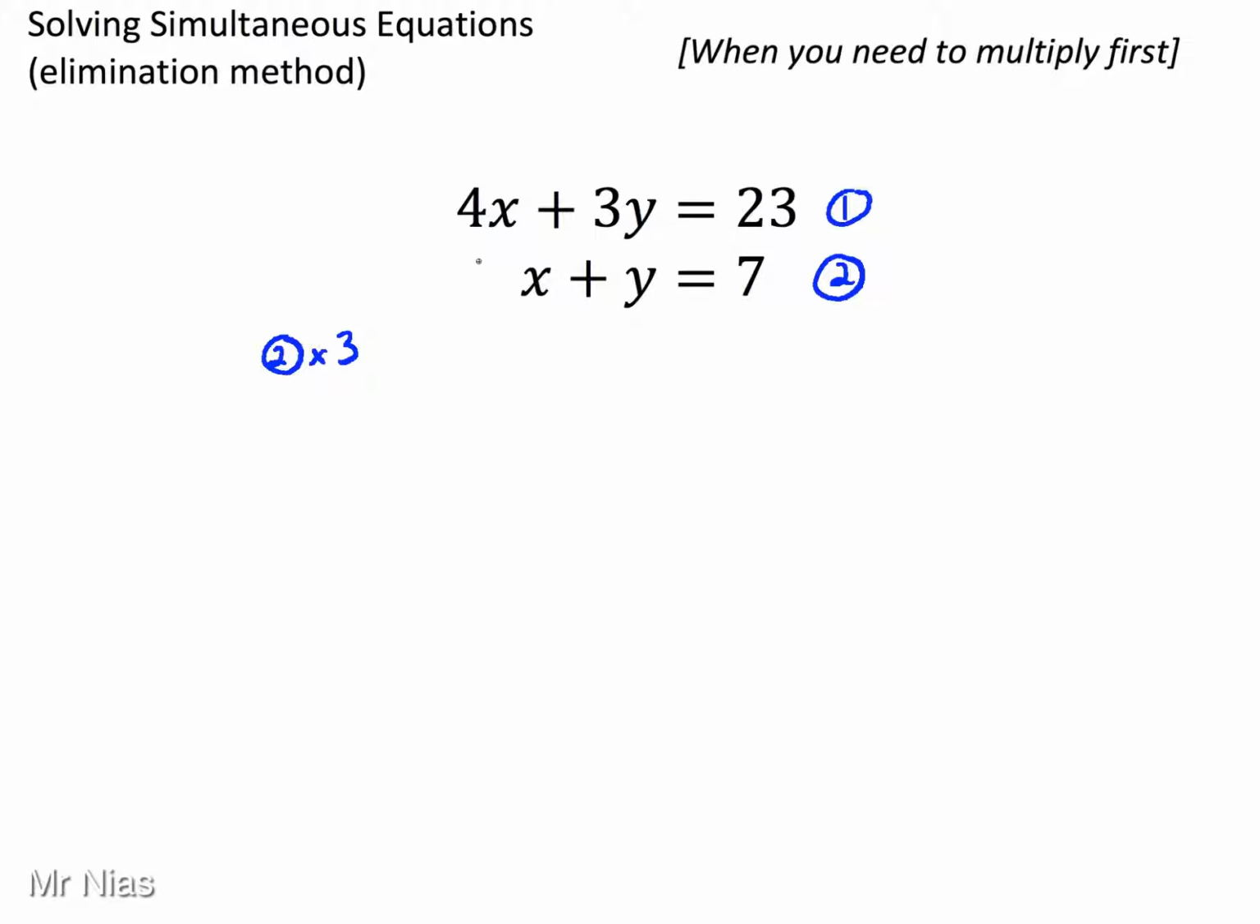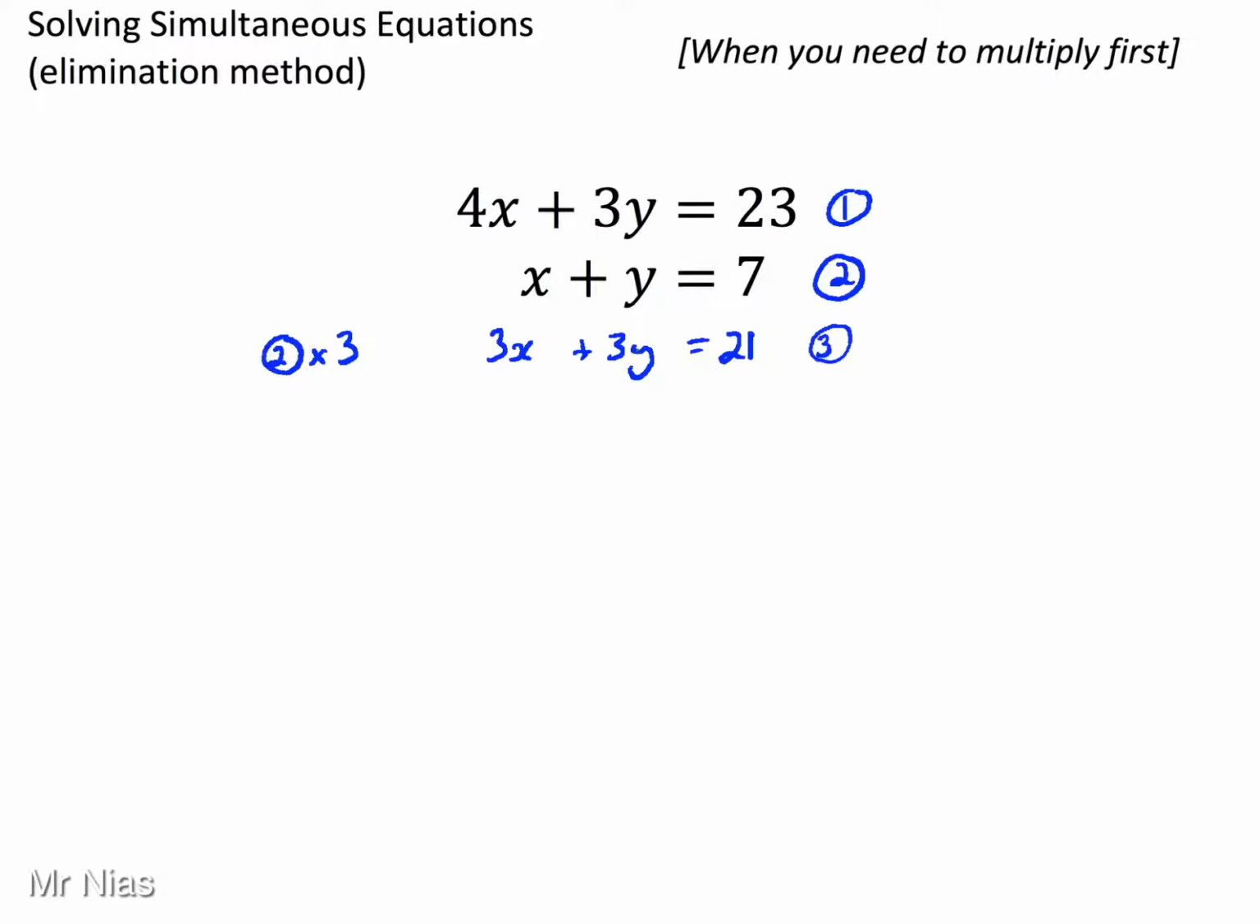And that just means you times absolutely everything in your equation by 3. Because if I have 3 times as many x's and 3 times as many y's, I'm going to have an answer that is 3 times as big. So 3 times x is 3x, and 3 times y is 3y, and 3 times 7 is 21. Now it's important to keep labeling your equations in case you need to refer to them. So this is now equation 3.